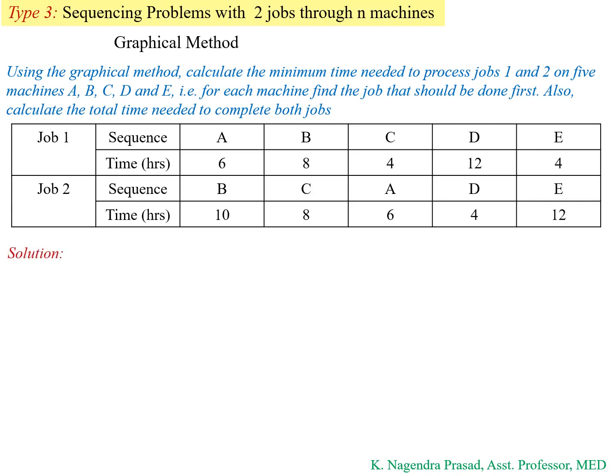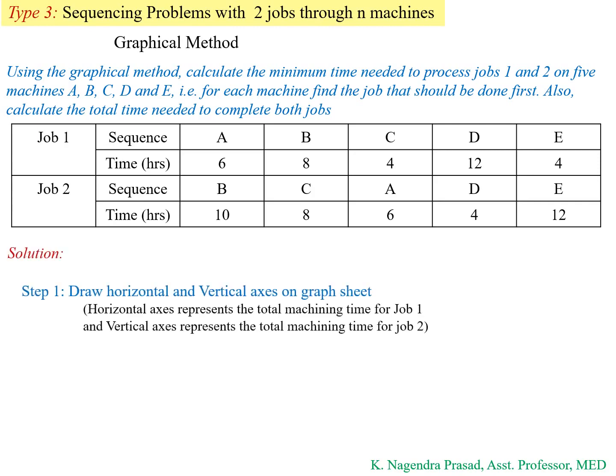Let's see the solution. The first step is to draw the horizontal and vertical axes on the graph sheet. Here the horizontal axis represents the total machining time for job 1 and the vertical axis represents the total machining time for job 2.